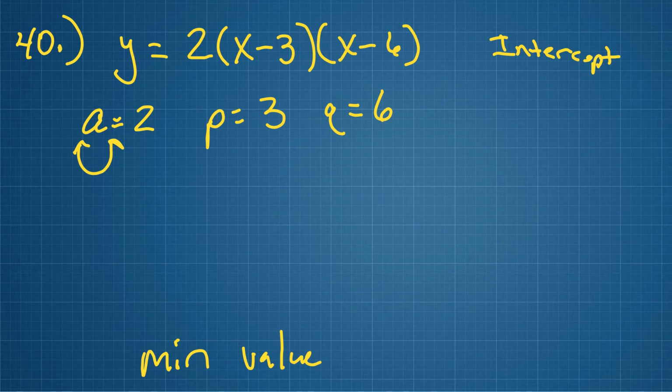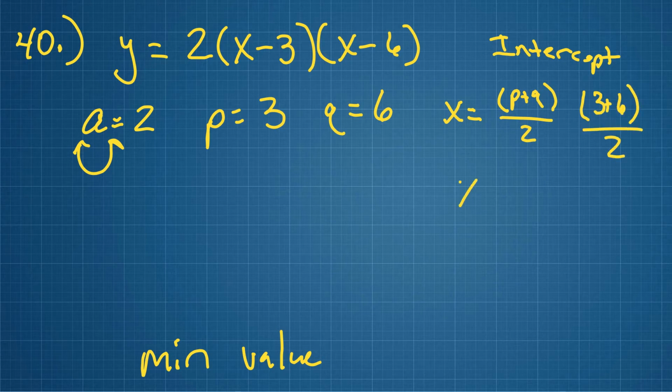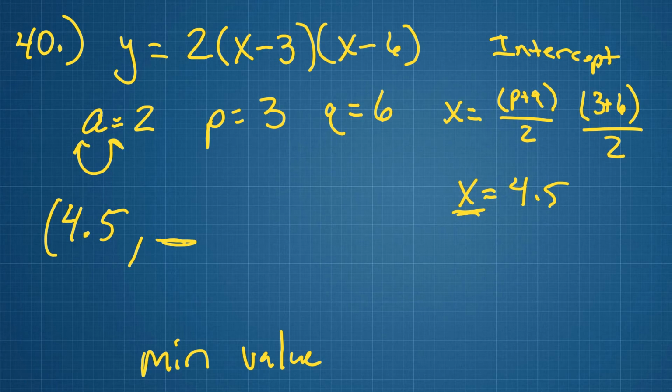So now step 2 says I need to find the vertex. Remember, that's P plus Q all over 2. So I get 3 plus 6 all over 2. So I get x equals 4.5. Remember, that is x, so it's not the y value of my vertex. It is the x part, but I need a y.